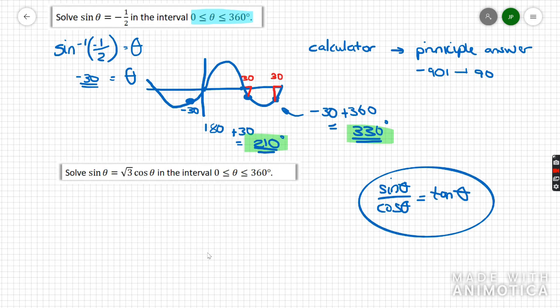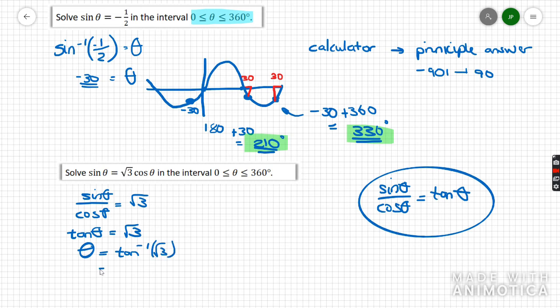Divide both sides by cos theta. So I can get sine theta over cos theta equals root 3. And I know sine theta over cos theta is the same as tan theta. Now I'm in this position, I can find what theta is, because theta is going to be tan to the minus 1 of root 3. So tan to the minus 1 of root 3 gives me an answer of 60. So I've got an answer at 60 degrees.